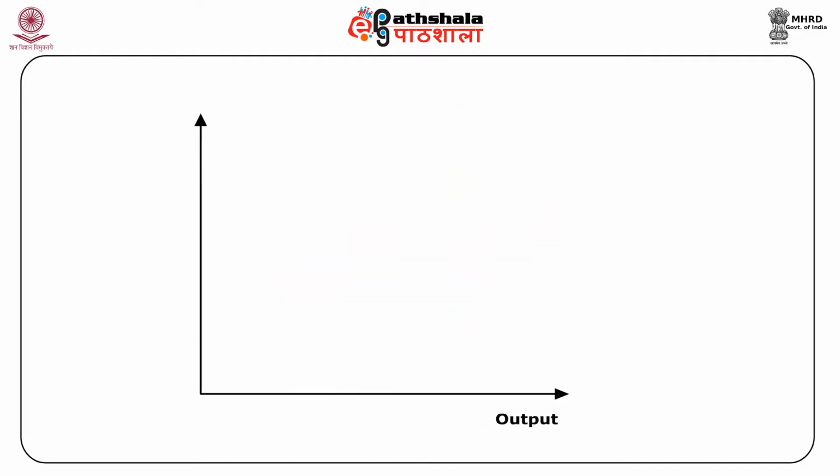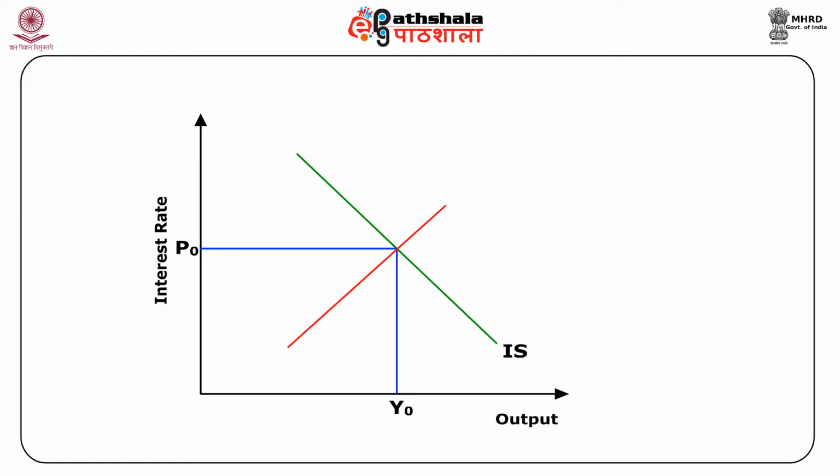We are now ready to derive the aggregate demand relation. But before that, let us recall the previous diagram, where initially price level was P0 and equilibrium output was Y0.